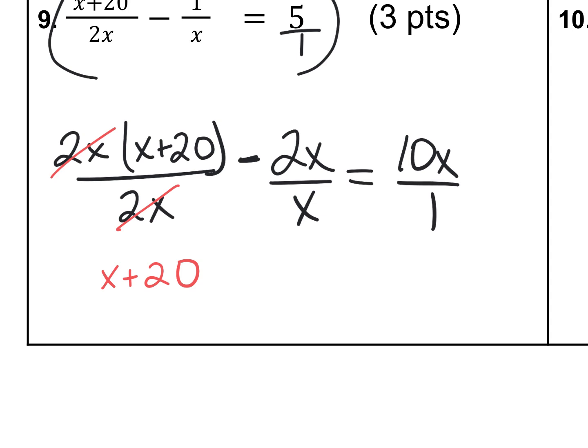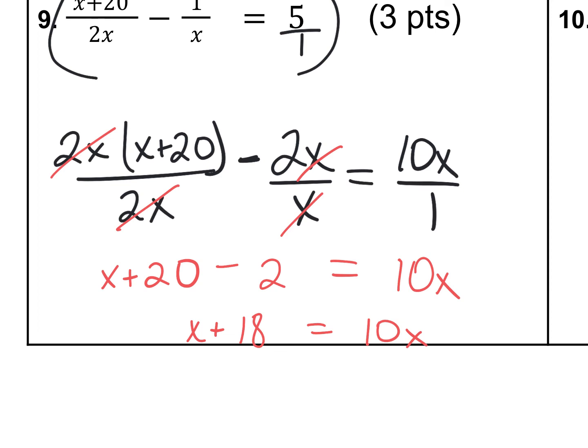Negative 2x over x. What's happening there? It's just negative 2 and 10x over 1. 10x. Good. Now what? Yep, 20 minus 2 is 18, so x plus 18 equals 10x. Subtract the x. So 18 equals 9x, because 10x minus 1x is 9x. Divide by, what's 18 divided by 9? 2.